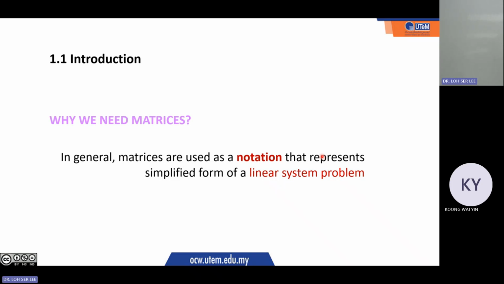From a linear system, we can extract the matrix from the coefficients of x, y, z. So that is a matrix. Matrices are used as a notation that represents a linear system. That means when we want to solve a linear system, we need a matrix extracted from the linear system.